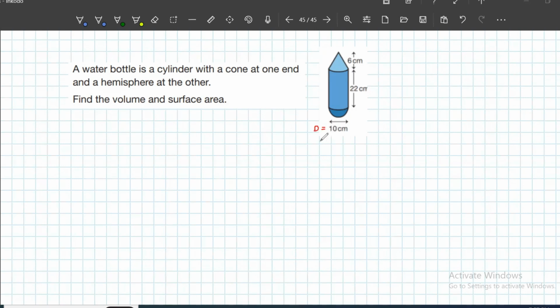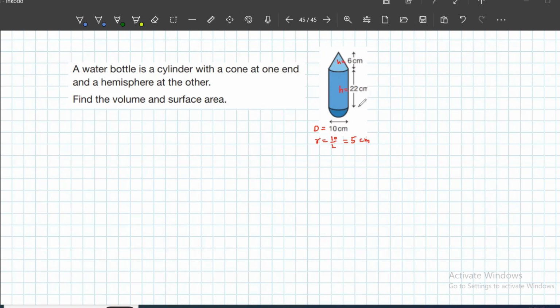So if D is equal to 10, what is the radius? Radius is half of 10, that means 10 divided by 2, which is equal to 5 centimeter. After this, we know the height of the cylinder, that is 22 centimeter, and we know the height of the cone as well, which is 6 centimeter.